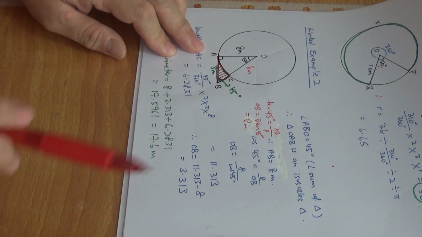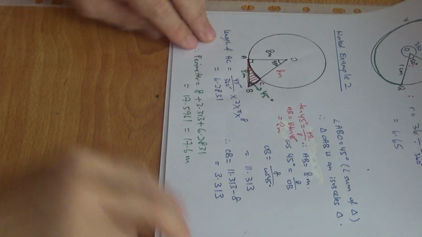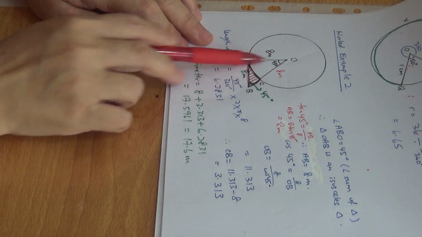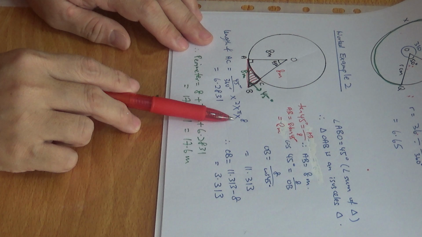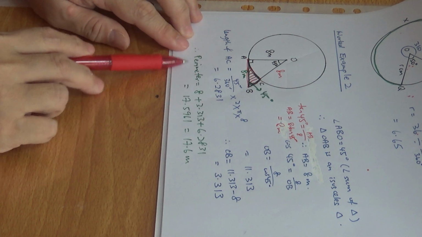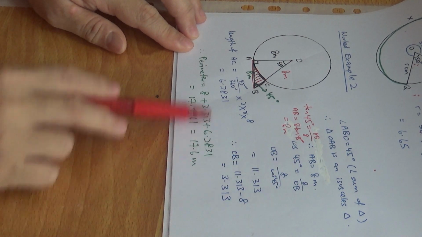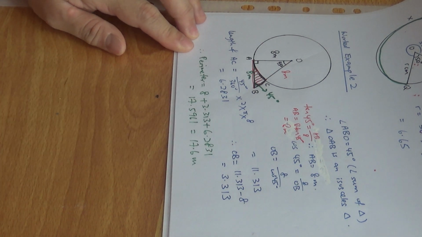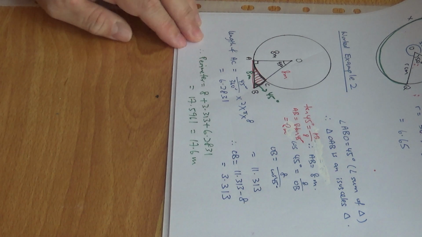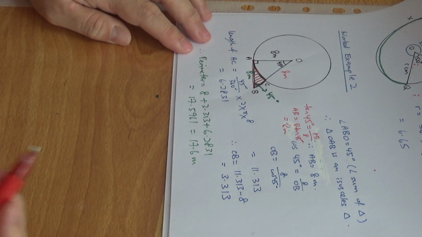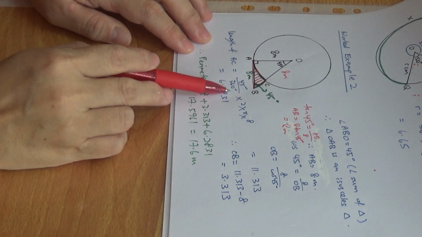Next I'm going to find out the length of AC. I use 45 over 360 times 2 times pi times r. I get this value. And to find the perimeter, I just add these 3 up. I will get 17.6 meters as the final answer to the perimeter. Now some students will ask me, I put degrees here.